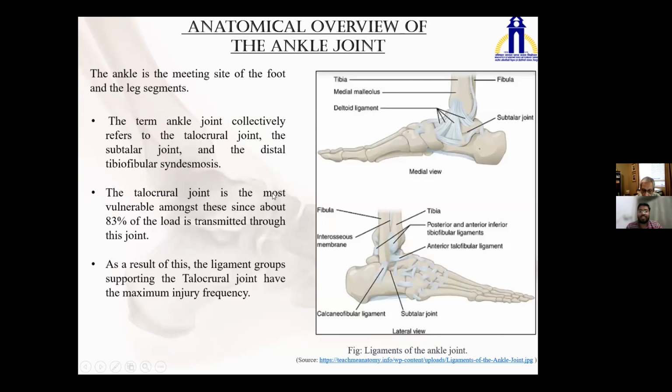The ankle is the meeting site of the foot and the leg segment. The term ankle joint collectively refers to the talocrural joint, the subtalar joint, and the distal tibiofibular syndesmosis. The talocrural joint is the most vulnerable among them since 83% of the load is transmitted through this joint. As a result, the ligament group supporting the talocrural joint has the maximum injury frequency.